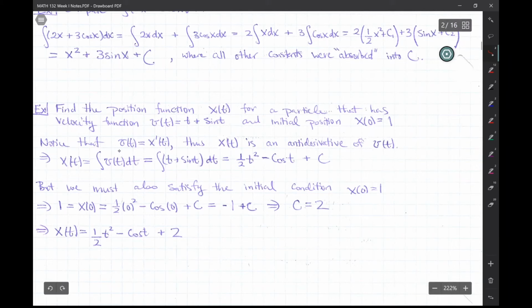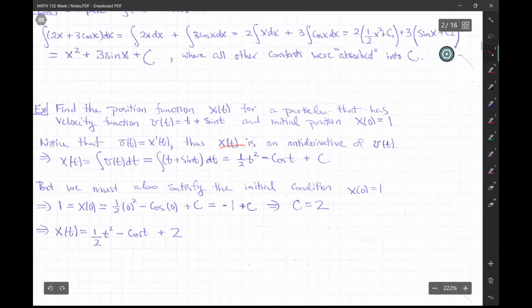So first thing, notice that the velocity is the derivative of the position function. So what does that mean? That means the position function is an antiderivative of the velocity function. Wait a second. If the position function is an antiderivative of the velocity function, why are we then asking for the position function instead of a position function? Well, we're also told the initial position, and that's going to help us to solve for C and get a unique antiderivative that fulfills this condition. So let's take a look at how that happens.